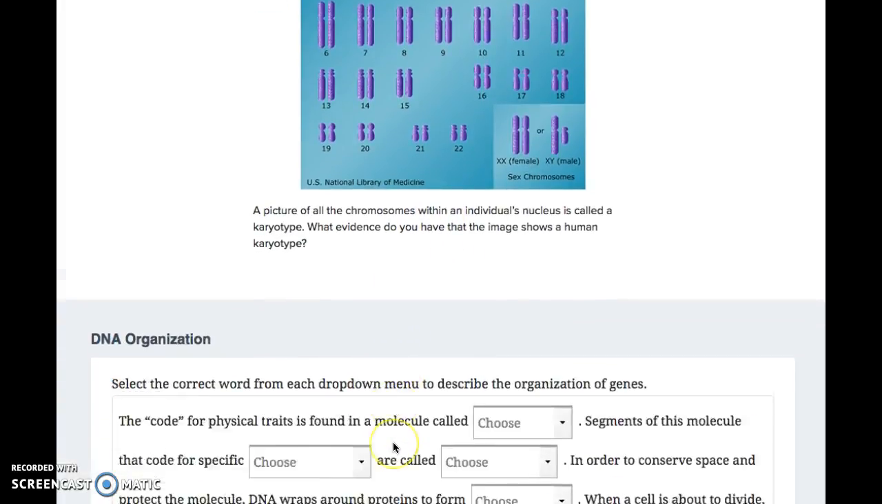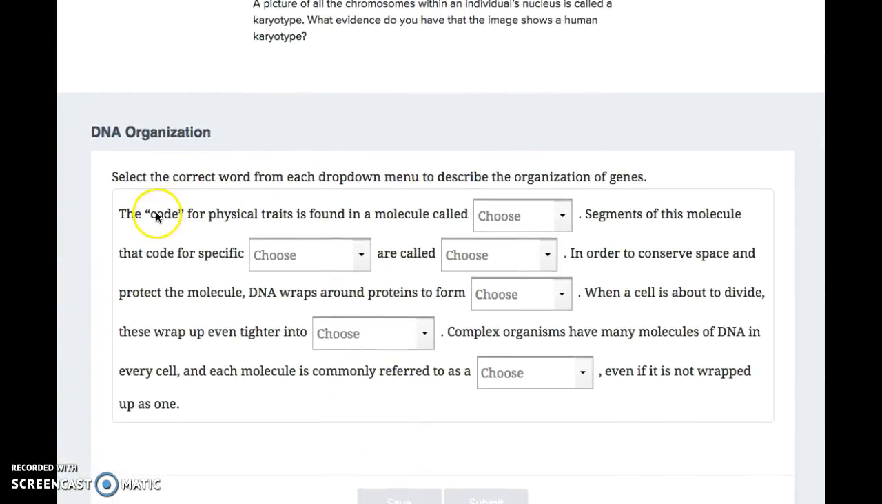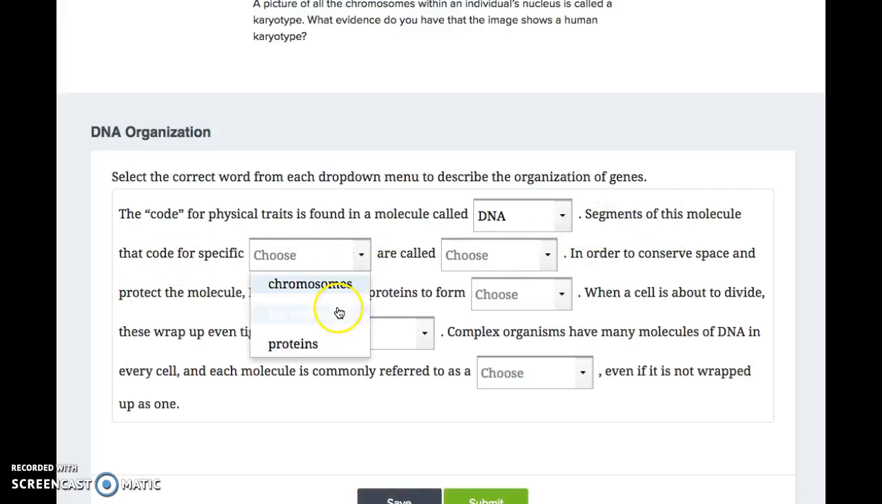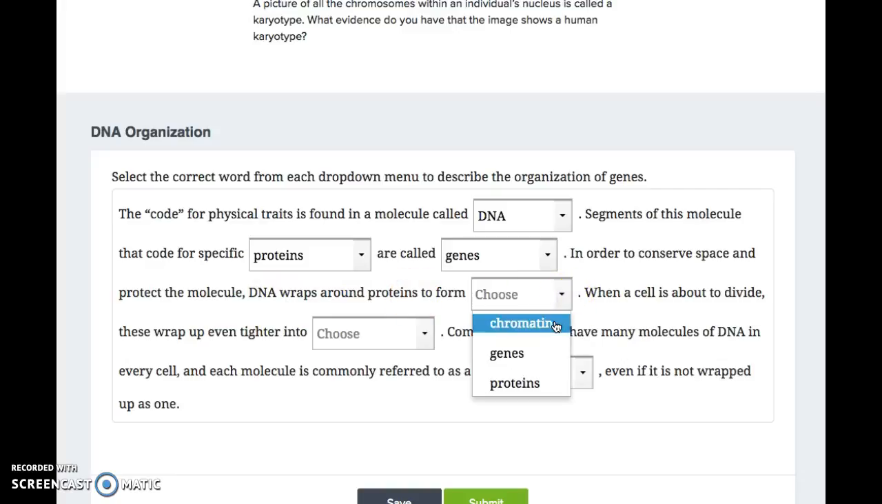So, let's take a look at this. The code for physical traits is found on a molecule called DNA. Segments of this molecule that code for specific proteins are called genes. In order to conserve space and protect the molecule, DNA wraps around proteins to form structures called chromatin. When a cell is about to divide, these wrap up even tighter into chromosomes.